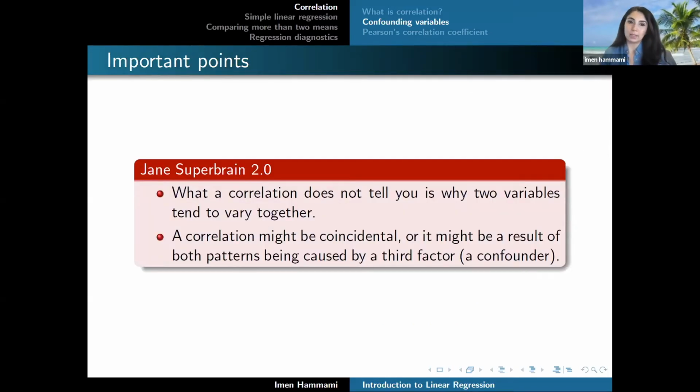Okay, so Jane is going to say a few important things. What a correlation does not tell you is why two variables tend to vary together. I think this is a very good point. And as I said, correlation could be just by chance, or it could be due to a third factor.